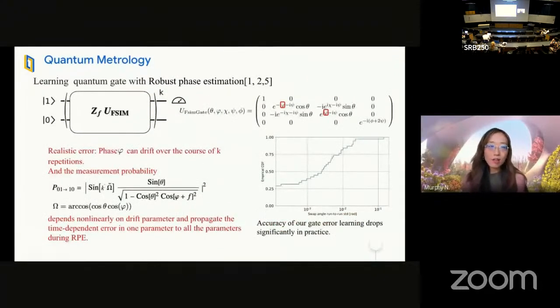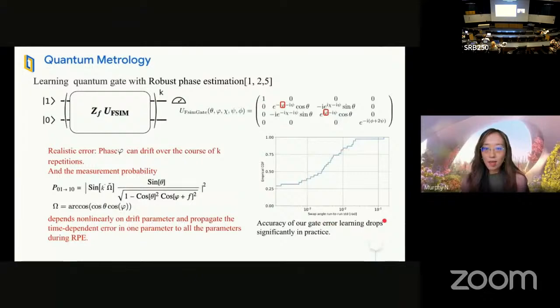Another really hard difficulty is that in a lot of devices, including superconducting qubits, the gate parameters such as this phi in this swap-fSim gate can drift over the course of the repetition inside the same circuit. And because of the way we infer our parameters theta and phi, we are required to invert the overall probability at the end of the circuit, which is a function of theta and phi. Any error in phi will trickle down to errors in all the other parameters.